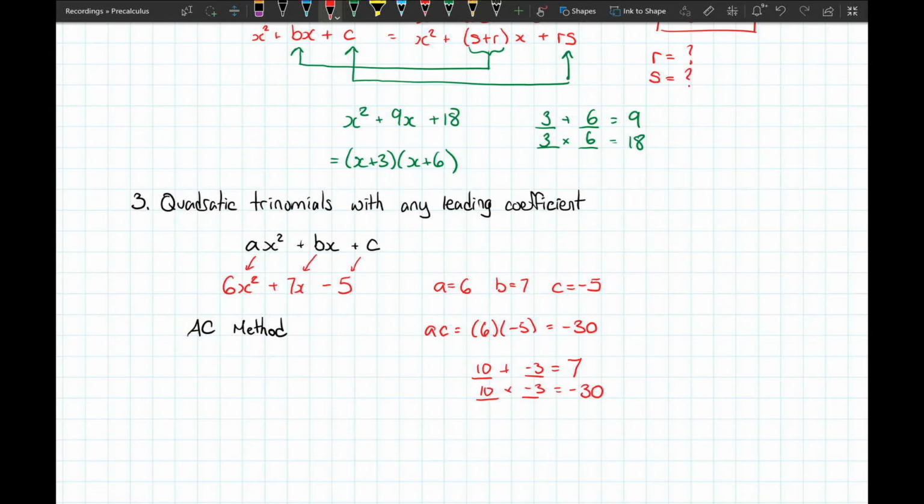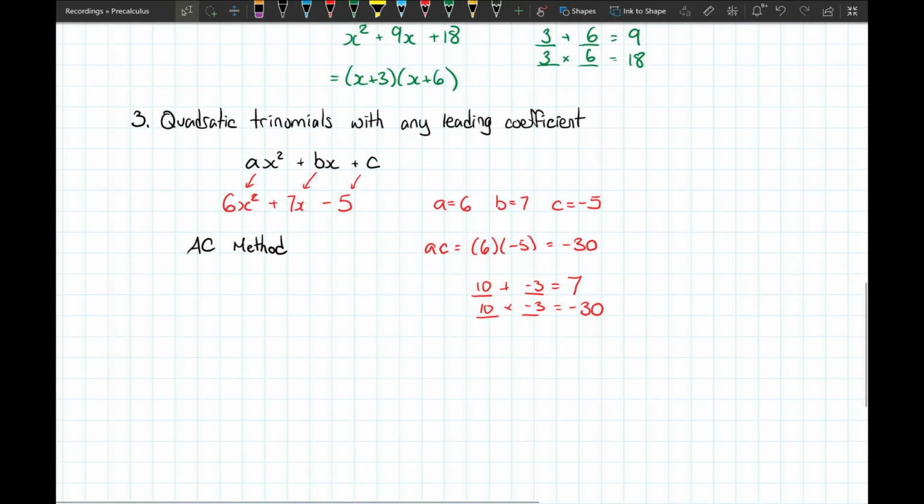All right, that's where the AC method gets its name, but that is about as much as you need to know about why it's called the AC method. The next step after this is to take the trinomial with 3 terms and actually expand it into 4 terms. This is called decomposition. So, the first step in the AC method is this guess and check.